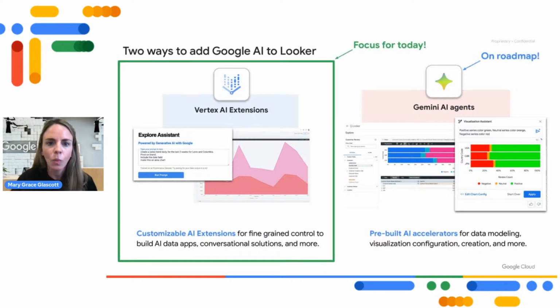But today, what we're going to be primarily focusing on is what's here on the left. And these are Vertex AI extensions for Looker. So these are open source kits that enable you to build custom Gen AI experiences for your data applications. And these are available today. We have customers working with these now. And that is what is super exciting for us, to get that real first-party feedback from our customers who are actively integrating Gen AI into their data applications and experiences.